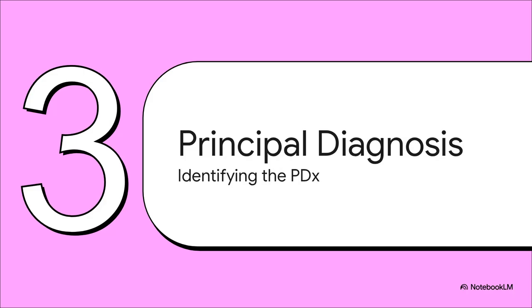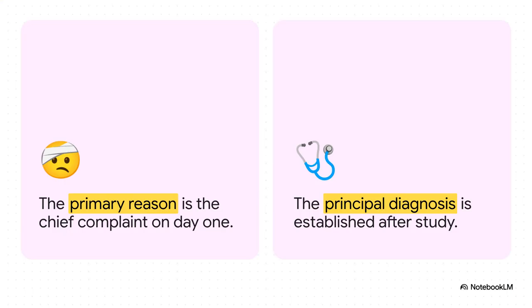All right, Section 3, Identifying the Principal Diagnosis. Let's talk about the PDX. To get the patient into the right category, identifying the principal diagnosis is absolutely the most critical input. And there is a really vital contrast we need to make here. The primary reason for admission is just the chief complaint on day 1. But the principal diagnosis, that's the condition established after study to be chiefly responsible for the admission.